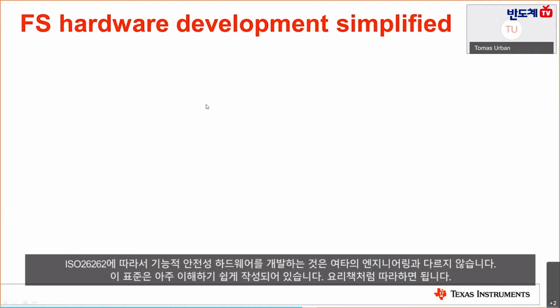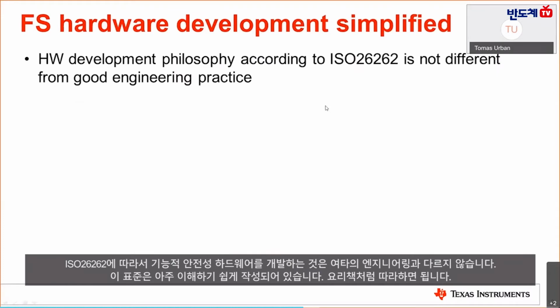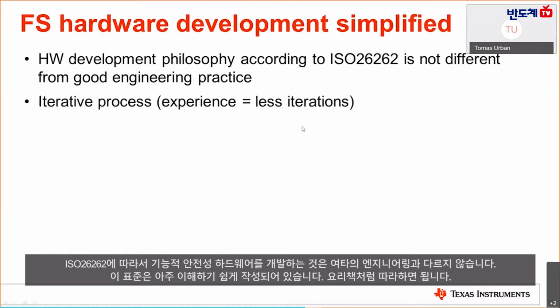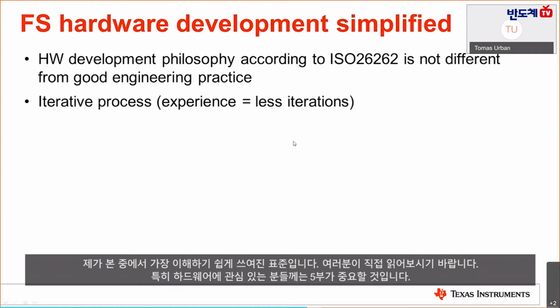So functional safety hardware development according to ISO 26262 is not very different from good engineering practice. The standard is generally really readable. It's a cookbook-like standard. I would say the most readable standard I ever read. I encourage you to look at it, especially if you're interested in hardware. This part 5 might be interesting for you.